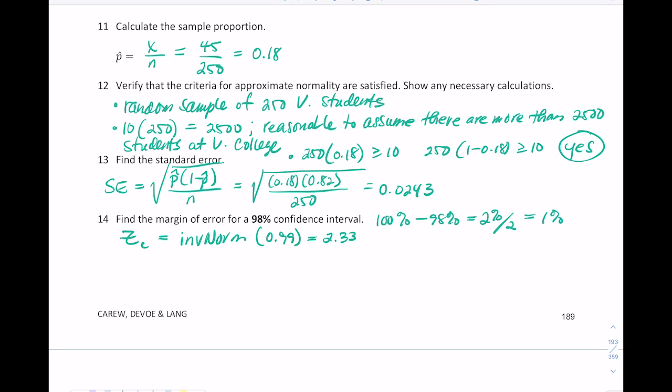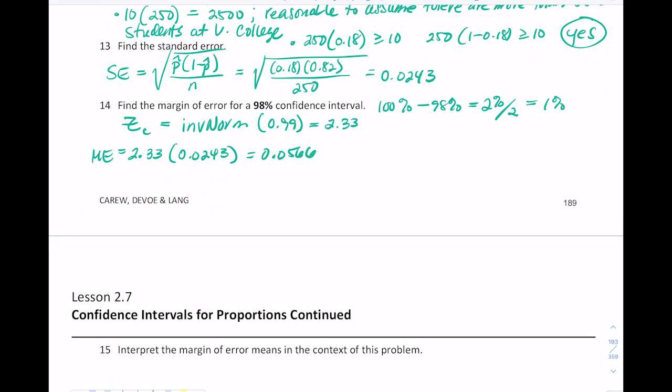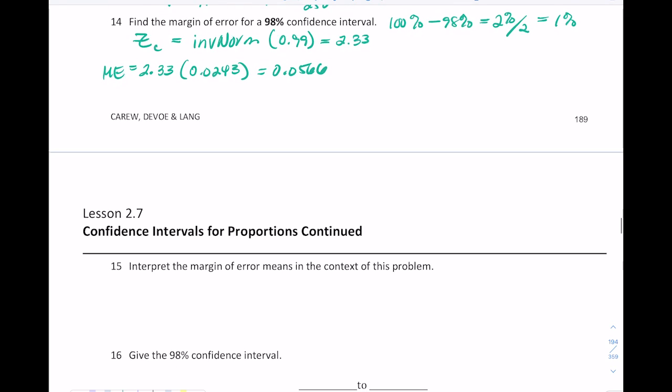That's my critical value. I need that because I need to multiply the critical value times the standard error to calculate my margin of error. So when you do 2.33 times 0.0243, you get 0.0566. So that's my margin of error. Okay, so that means that I'm going to take my sample proportion and I'm going to add and subtract that value to come up with a range of values to kind of target where my proportion is, my population proportion.